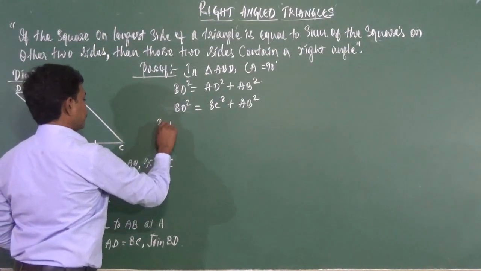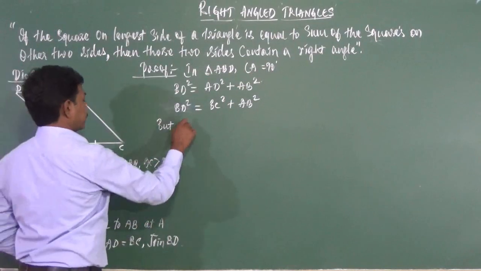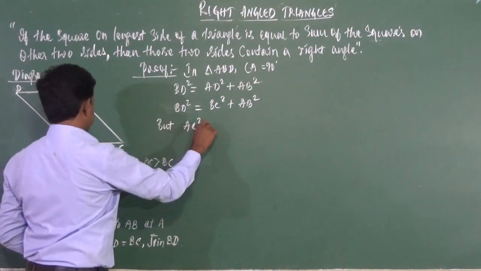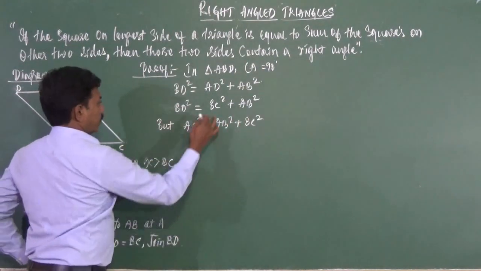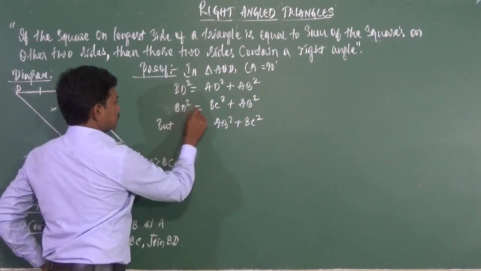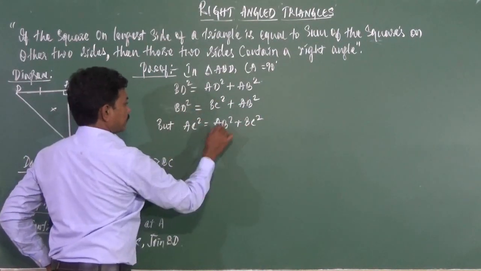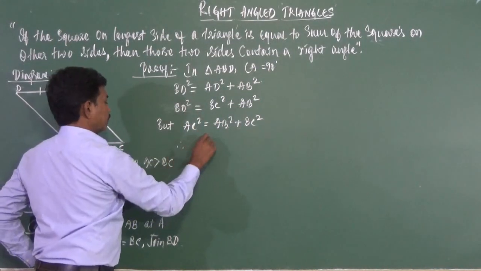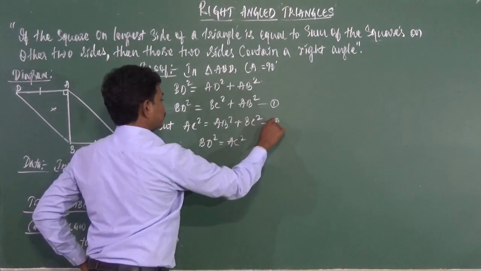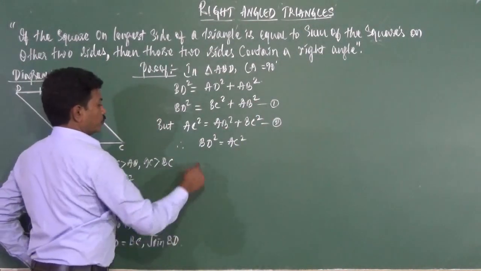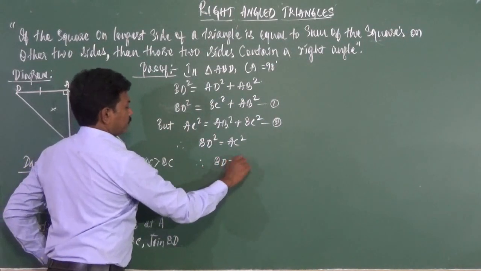But according to the data we have, AC square is equal to AB square plus BC square. So here, when you compare these two, BD square is equal to BC square plus AB square, and AC square is also equal to BC square plus AB square. So therefore, BD square is equal to AC square. You can take it as equation 1 and equation 2. So from equations 1 and 2, BD square is equal to AC square. So therefore, BD is equal to AC.